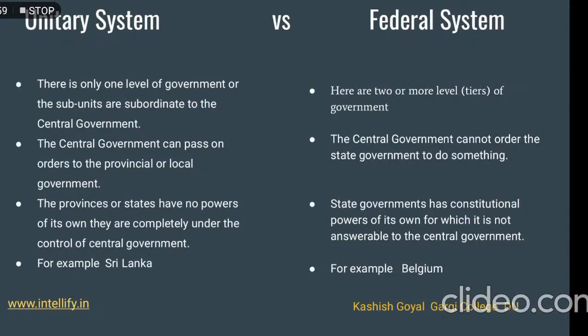So the central government cannot order the state government to do something, right? The state government has its own powers, its own constitutional powers, its own authority, and it is not answerable to the central government on all issues. Which means they have their own area of jurisdiction and are not answerable to the central government all the time, right? Here we are discussing the example of Belgium.